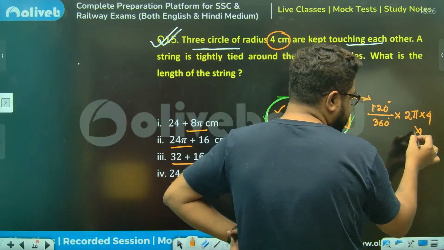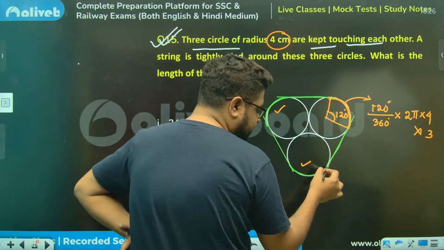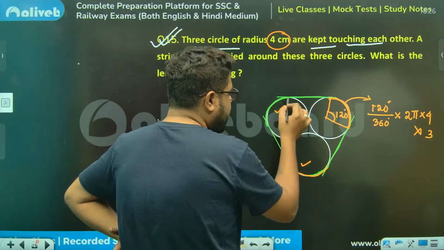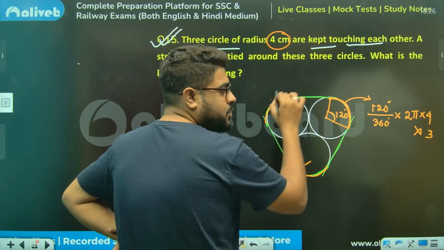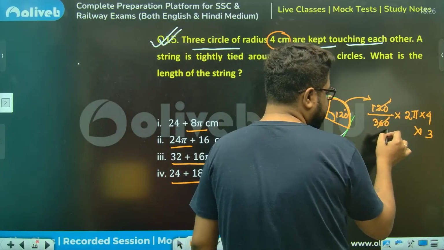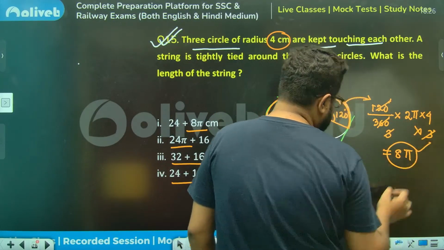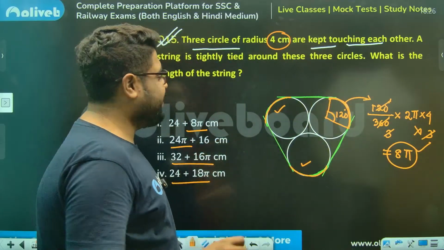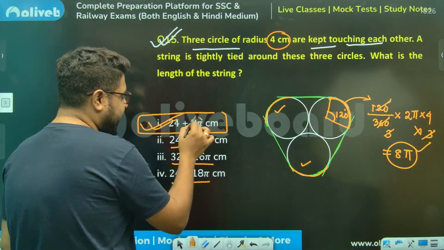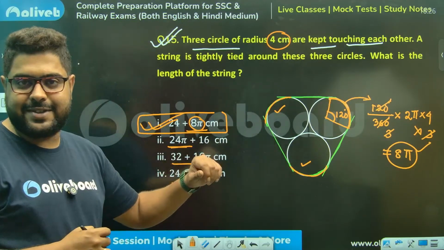Right? But sir, there are three such arcs, so multiply by 3. So these three lengths are figured out. Calculate: the 3 cancels, so this is 8 pi. Honestly speaking, from there only you can say option A is the answer. Why? Because 8 pi is there in only one option. All the other options have different numbers of pi.